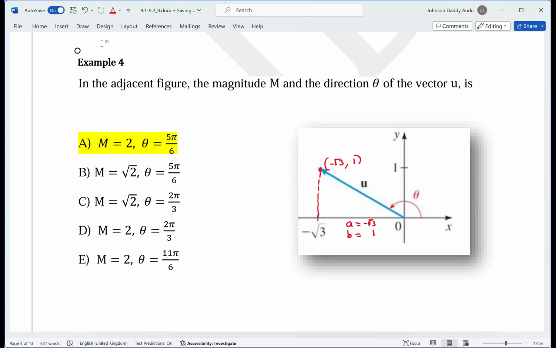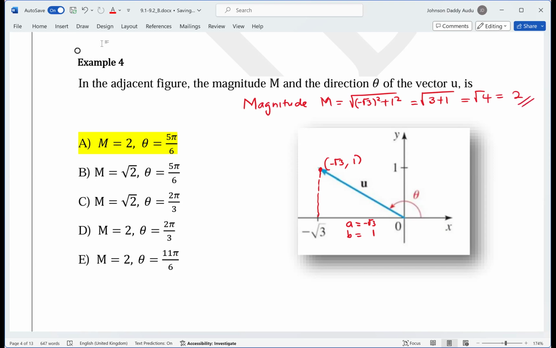So it means the magnitude, which is M in this case, is equal to the root of what? This will be minus root 3 squared plus 1 squared. And this is going to be 3 plus 1, which is root of 4, which is equal to 2, right?